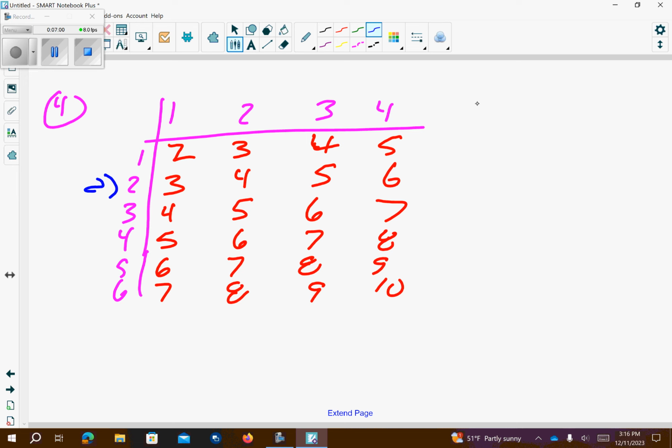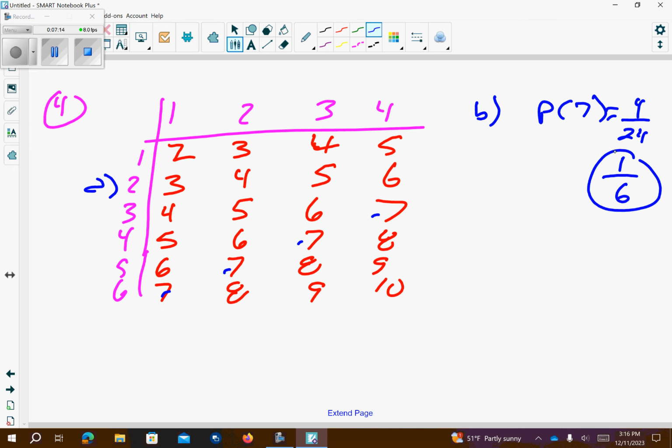Our answer to B, rolling a 7. So you have 1, 2, 3, 4. You have 4 out of 4 times 6 is 24. So you have a 1 in 6 chance of rolling a 7. Letter C.